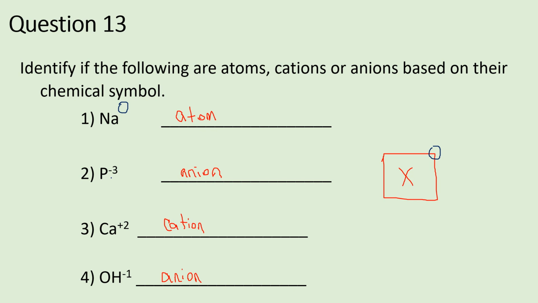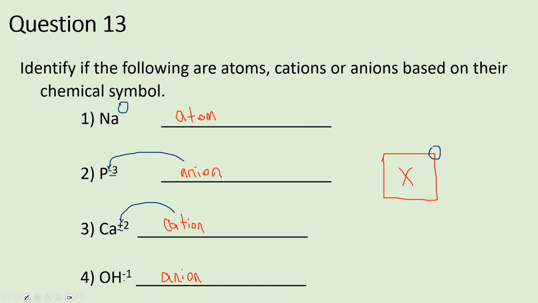Now, phosphorus with a -3 charge, the only thing I'm interested in is that negative sign right there. I don't care that it's a -3, a -2, a -1. It doesn't matter. The bottom line is, hey, this is a negatively charged particle. It's an anion. Number 3, again, all I'm interested in is that plus sign right there. Don't really care that it's a +2 or a +1 or a +5. It doesn't really matter. It's a plus sign, therefore it's a cation.